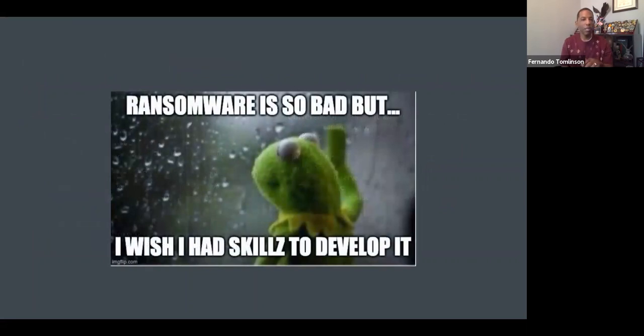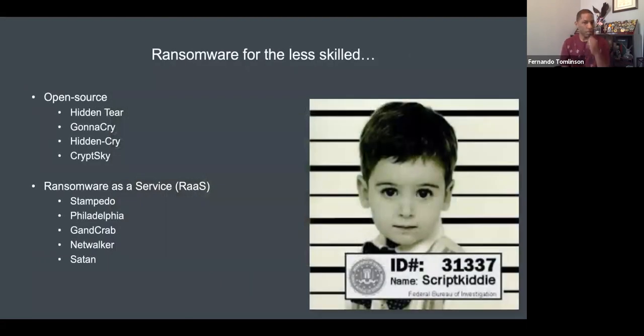So you may be listening and you're like, man, this is bad. Ransomware is bad. But I wish I had the skills to develop it. And if that's you, okay, there's other people out there for sure. And for those people, there's this. There's ransomware for the less skilled, right? So there's open source ransomware, essentially that you could fork and actually download and use. And then there's ransomware as a service.